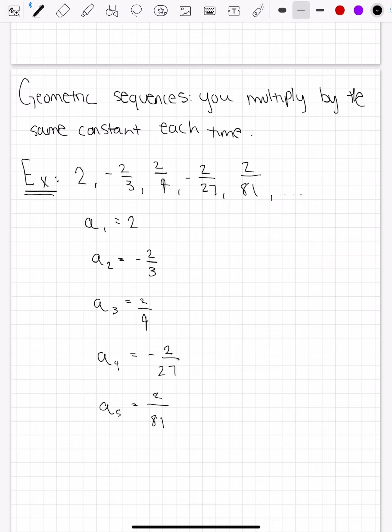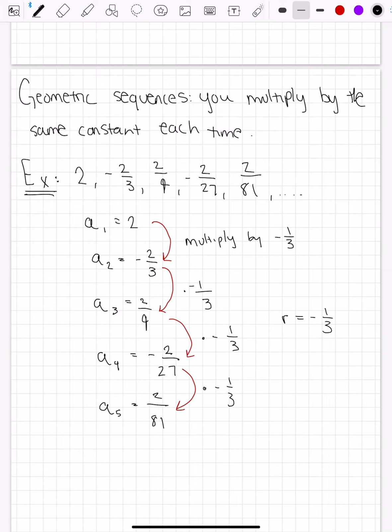Okay. If you notice, to go from 2 to negative 2/3, I had to multiply by negative 1/3. And then to go from negative 2/3 to positive 2/9, the numerator stayed the same, so that was multiplied by 1, but the denominator was multiplied by 3, and the sign also changed. So each time to go from one term to the next, I'm multiplying by negative 1/3. So we would expect our ratio to be negative 1/3, because that's what we're multiplying by each time to get the next term.